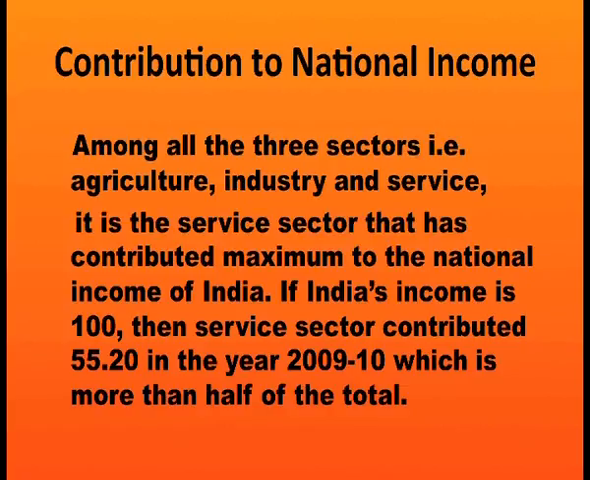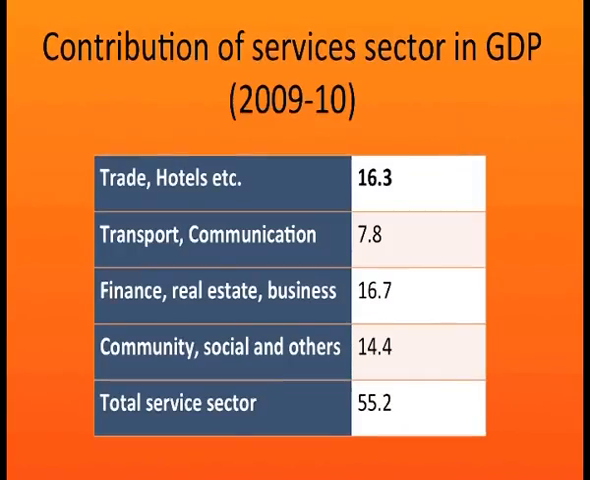The tertiary sector contributes the most to the national income of our country. Again, we can have a tabular representation of the contribution of the different sectors. You can see trade, hotels, etc. contribute 16%, transport, communication, etc. contribute 7.8%, finance, real estate, business, etc. contribute 16.7%, community, social and other areas contribute 14%, totaling together to 55.2% of the total national income.